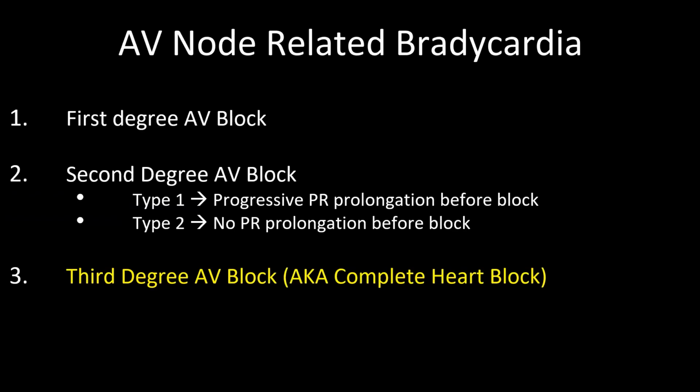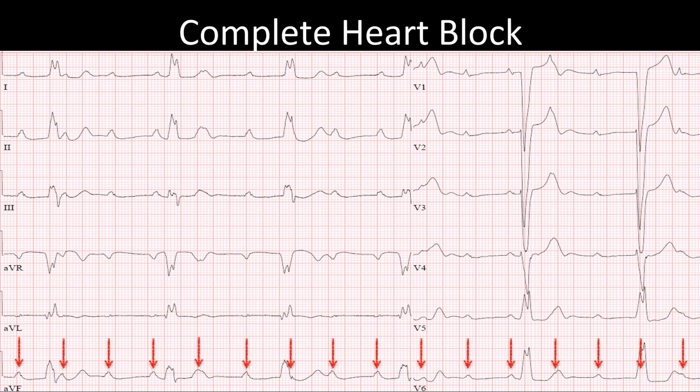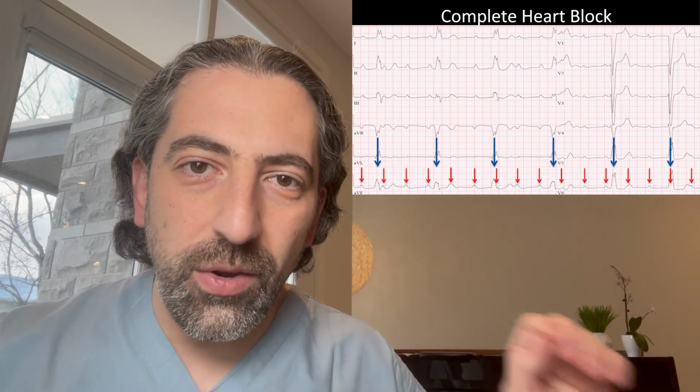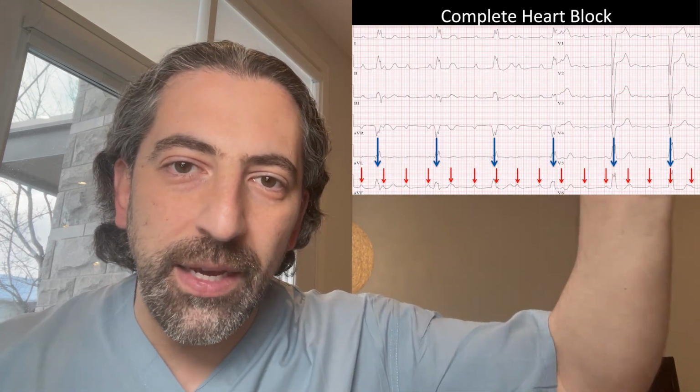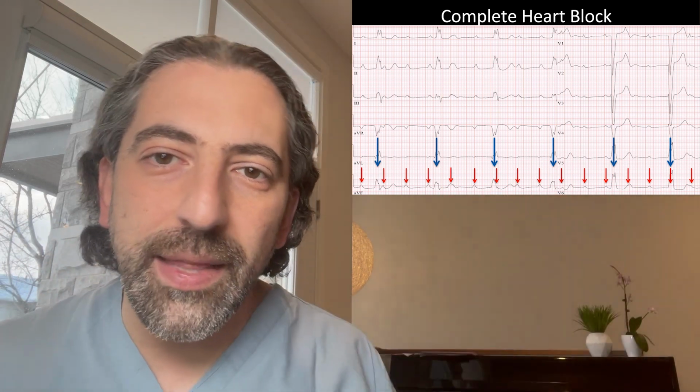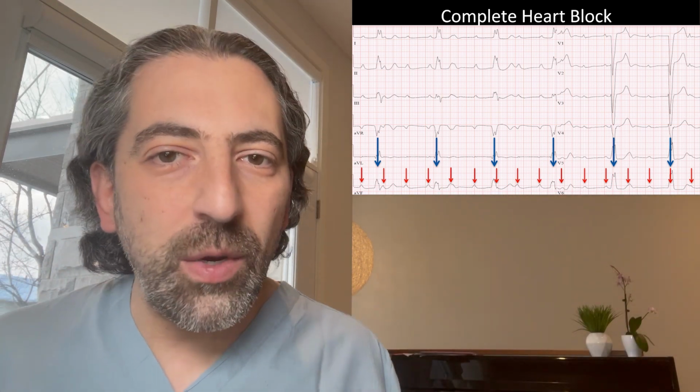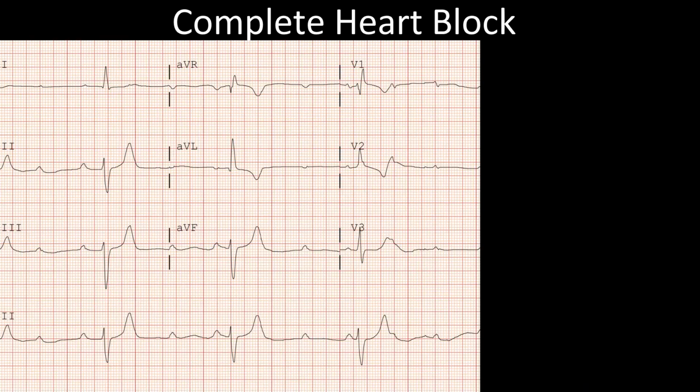The final AV node-related bradycardia is third-degree AV block, which is also called complete heart block. In this particular case, you see the P waves marching through the rhythm strip and see the QRSs marching through at their own rate. The P waves are depolarizing at their own rate, and the ventricles are depolarizing at their own slower rate. The P waves are regular, and the ventricles are regular at a slower rate. There is no connection or communication between the top chambers, the atria, and the bottom chambers, the ventricles. The connection is completely severed, and that's why we call this complete heart block.